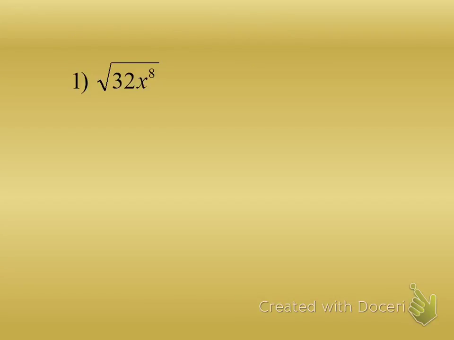All right, so first one here. Square root of 32x to the 8th. Simplify. Pretty much same deal. Just go through. Factor tree 32. So we go 2 and 16. 16 goes 4, 4. There's your 4s. So 4.